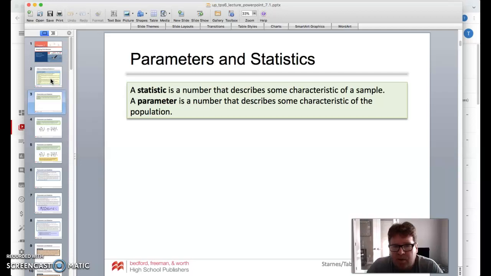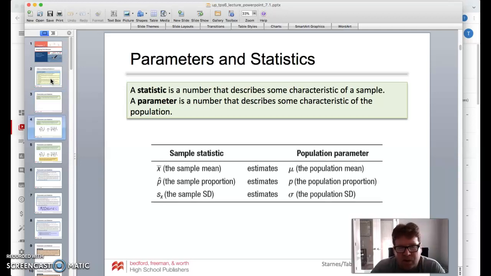So remember, as we talked about before, vocabulary: a statistic is a number that describes some characteristic of a sample, whereas a parameter is describing the population. Remember those two things, that's important. We use different symbols. X bar is the sample mean, where mu is the population mean. We use p hat as the sample proportion, and p, of course, is just the population proportion. And notice the difference of the standard deviations: s sub x, or we can use sigma for the population standard deviation. So remember those symbols and what they mean.